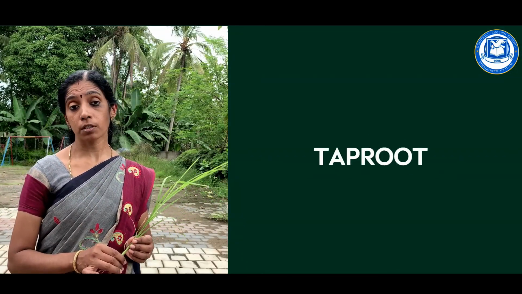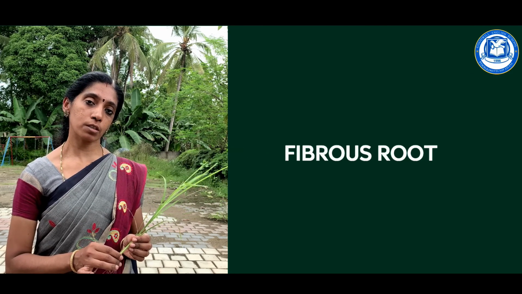Root is a part which is below the soil, and the part which is above the soil is known as shoots. So the part which is below the soil, which is known as roots, are of different types and it has different types of functions. So today we are going to learn about the two types of roots and the functions of the roots. The roots are of two types. First one is known as taproot and the other one is fibrous roots.